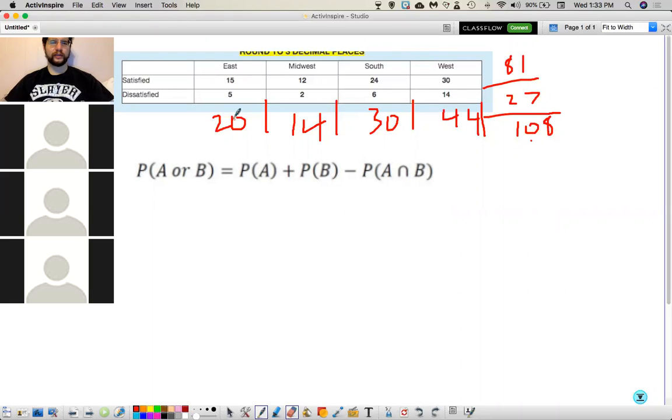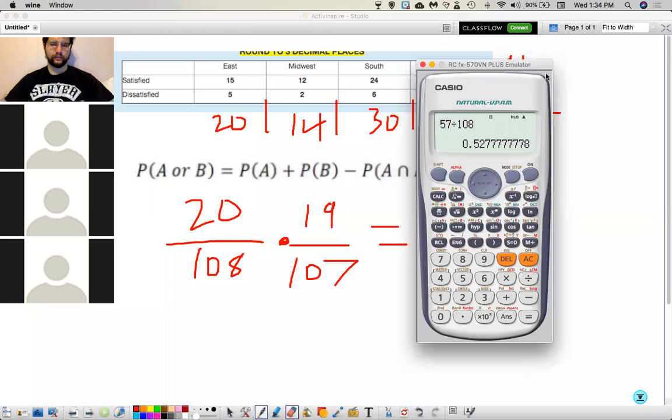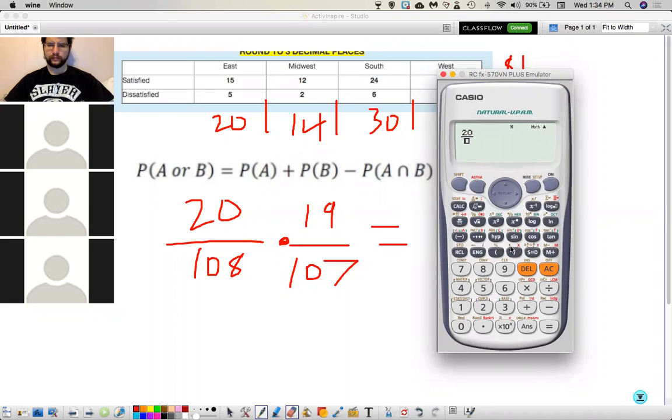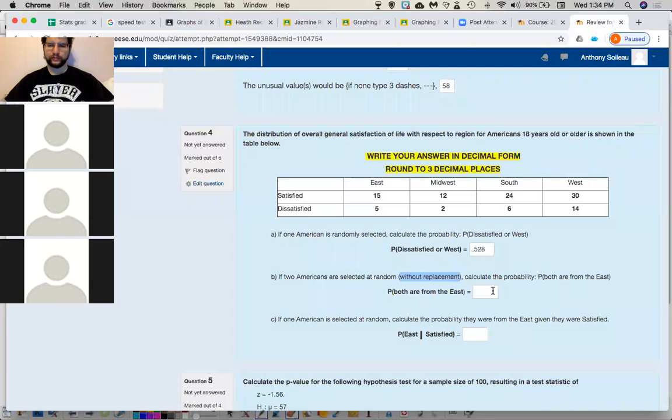So the probability of the first person from the east is 20 out of 108. And you took that person and put them in your secret little dungeon. So now there's only 19 people from the east and 107 people total. Do that and you're done. And we want a decimal to 3 decimal places, so 0.033. Try not to suck at rounding. A lot of times you do.